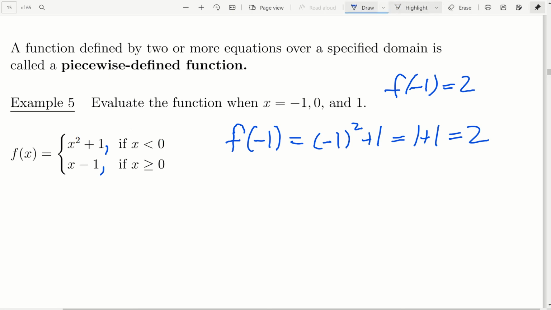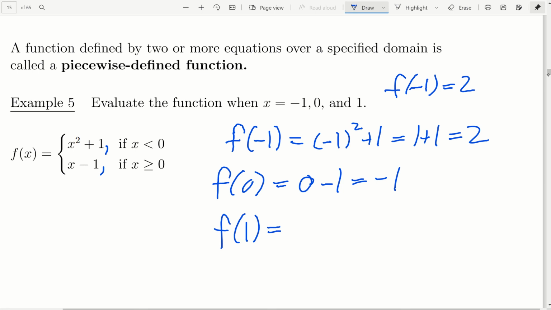Let's take a look at the next one. If we want to find the value f of 0, notice that 0 is not less than itself, so that would be false. But 0 is greater than or equal to itself because of the equal component. So because x equals 0 satisfies this condition, it gets plugged into that piece of the piecewise defined function. This is going to be 0 minus 1, which is -1. So f of 0 has the value -1.